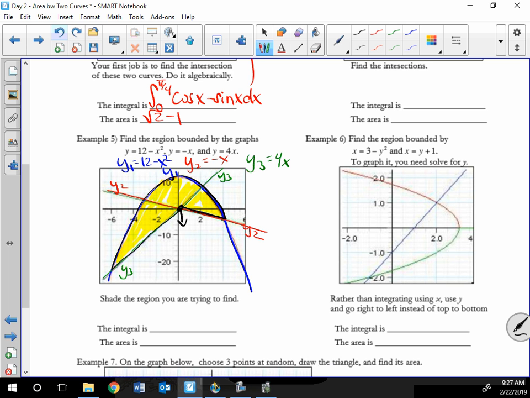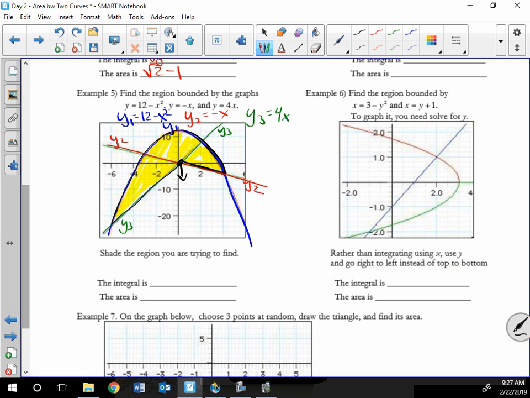So I would actually have 2 integrals for this. My first integral would need us to find this intersection point. But my first integral would be: the top function is y sub 1, my bottom function is y sub 3. And I believe this changes at 0. Does it look like it's 0? Yeah, it does actually change at 0, 0. So here at 0, 0 is where we're changing, and we have to change integrals now because our bottom function changed.